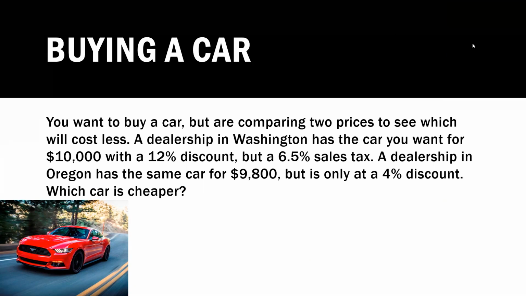In this scenario, you are going to go buy a car because you're 16 or something and you decide you want to. But you're comparing two prices to see which will cost less. A dealership in Washington has the car you want for $10,000 with a 12% discount, but they have a 6.5% sales tax. A dealership in Oregon has the same car for $9,800, but only at a 4% discount. Which car is cheaper? So you need to calculate the final total price of the car in Washington and the total price of the car in Oregon, and then you need to see which one is smaller than the other. This will take a couple minutes, so try this out.